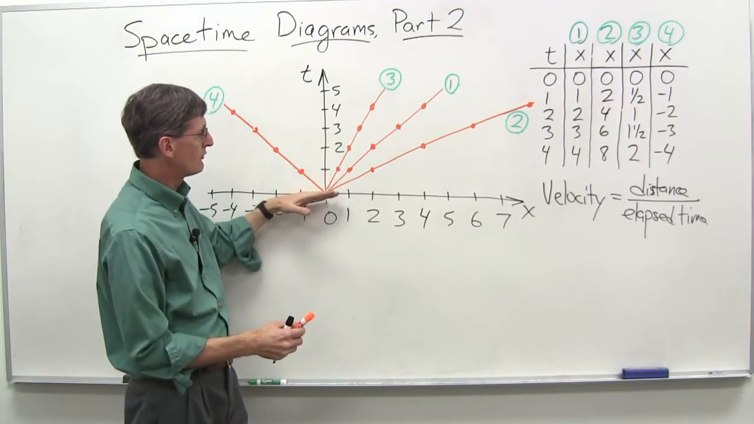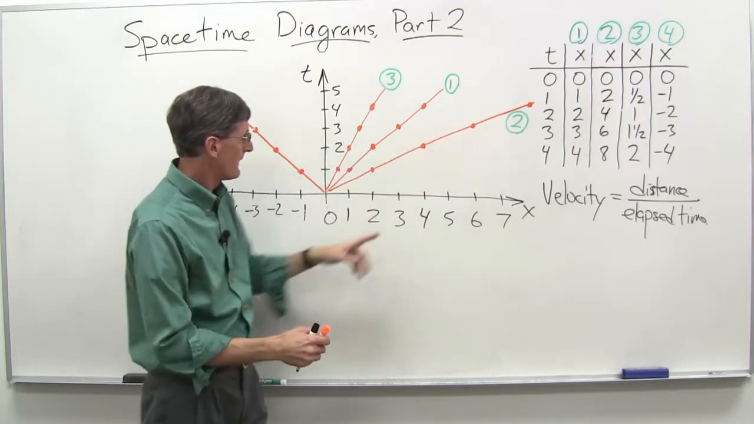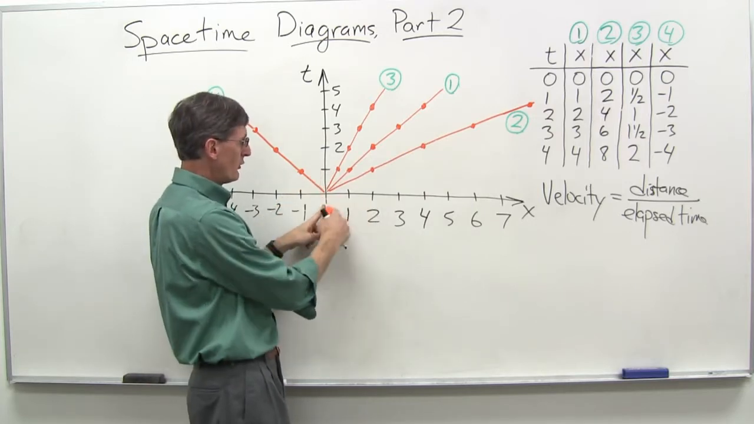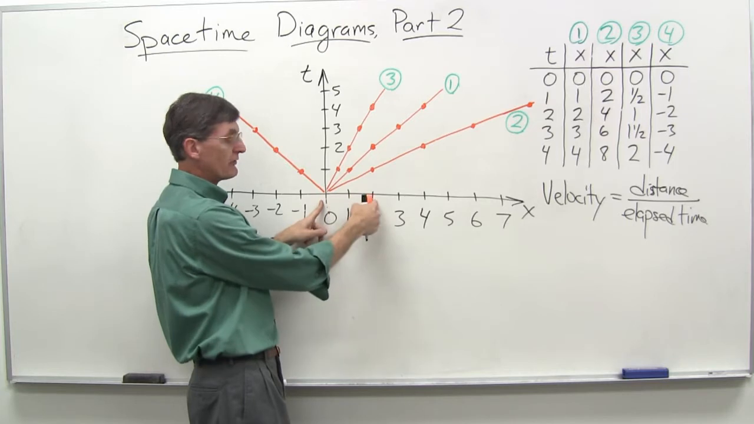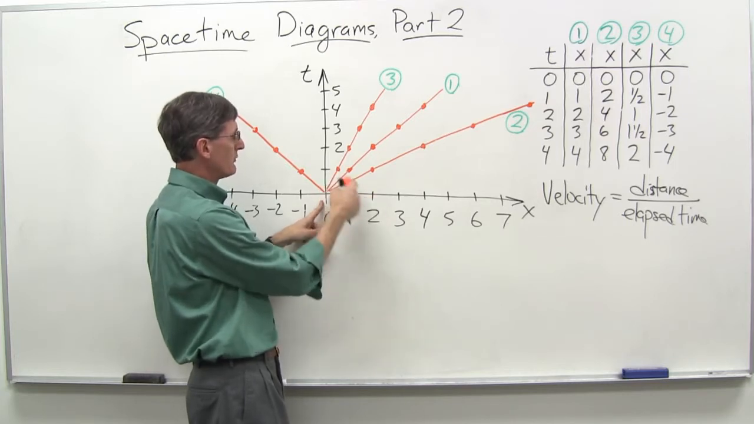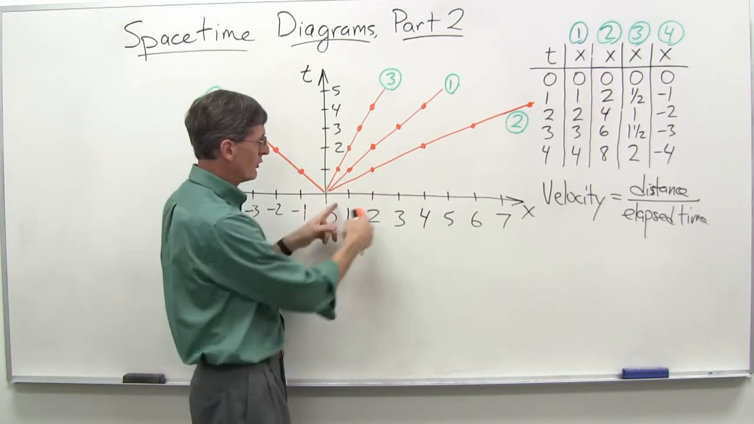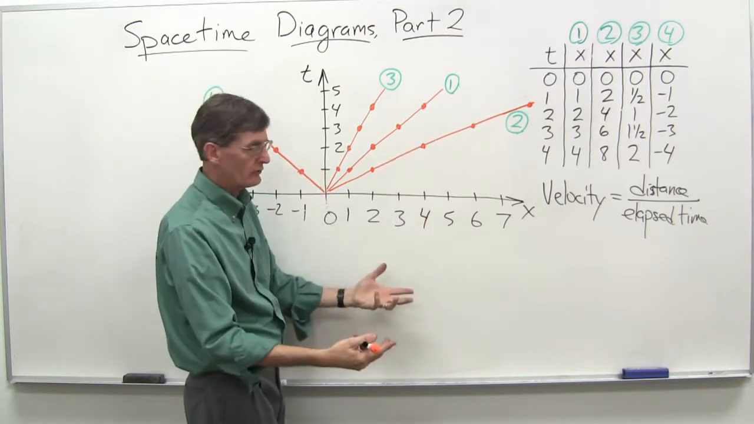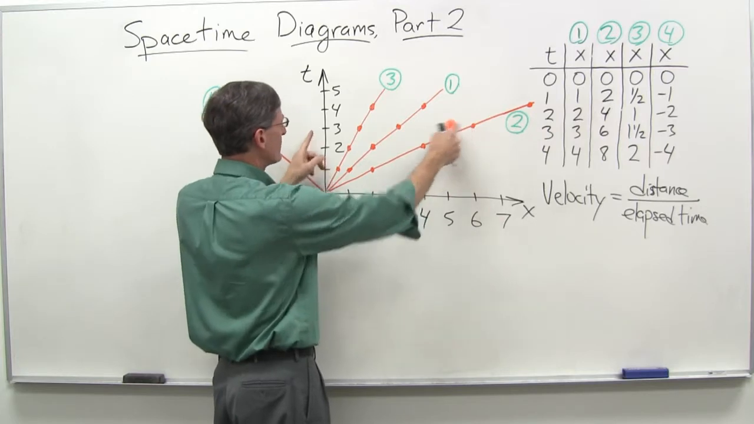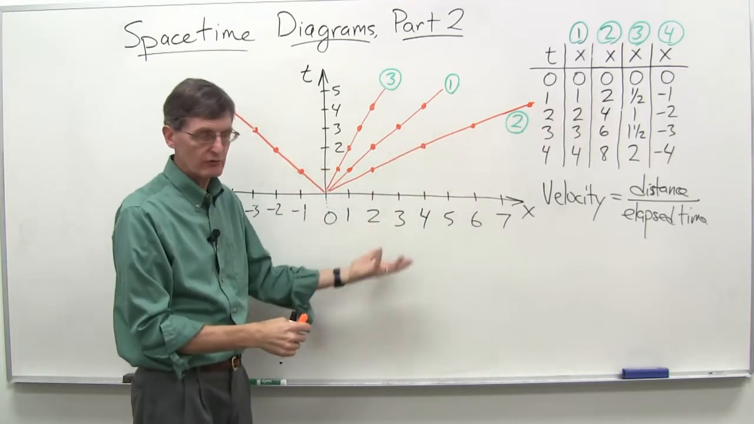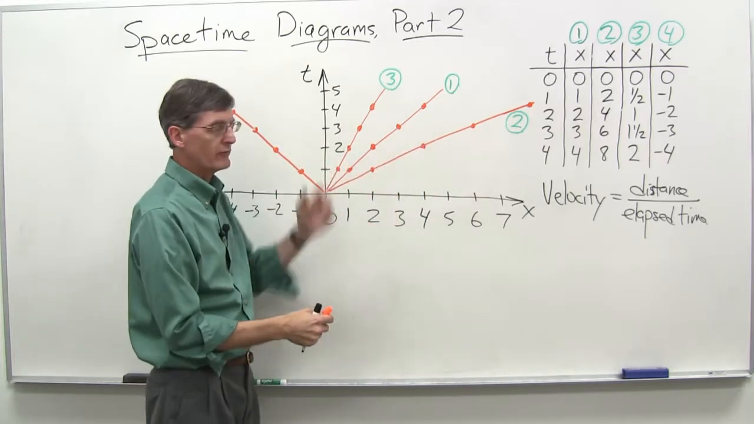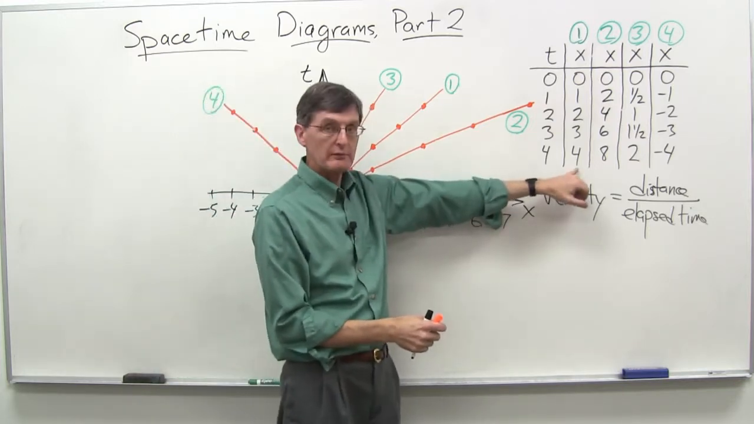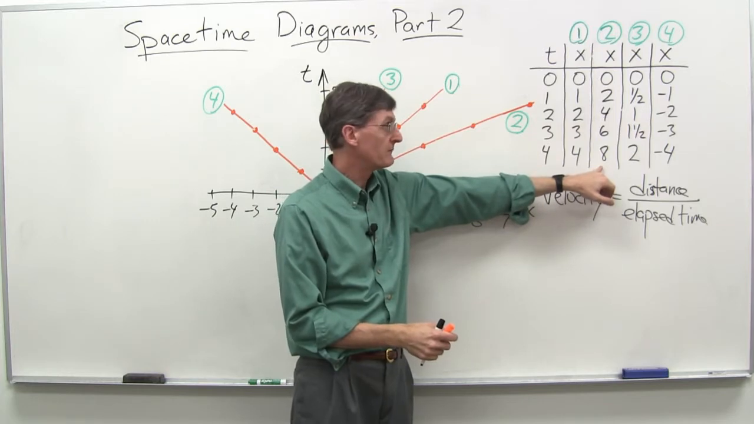Let's look at number 2, though, which is this one here. Note that in 1 second, we're going 2 meters. So the velocity over this distance would be 2 meters in 1 second, 2 meters per second. Or we've got 4 in 2 seconds. 4 divided by 2, 2 meters per second. Or 6 in 3 seconds. 6 divided by 3, again, 2. And so on and so forth. 8 divided by 4 is 2. So velocity in the first case would be 1 meter per second.